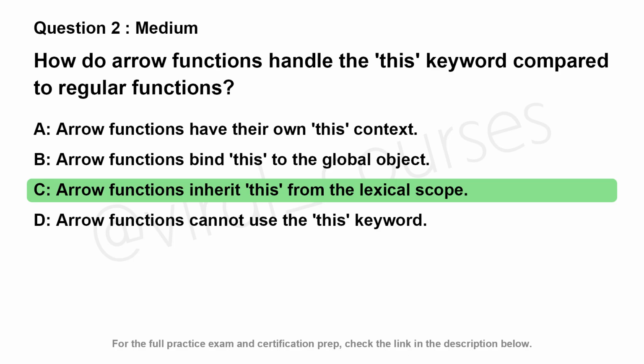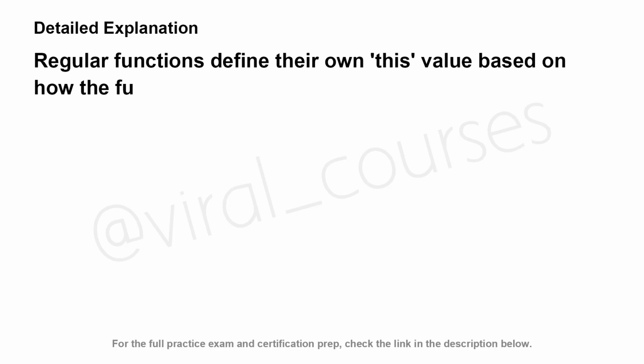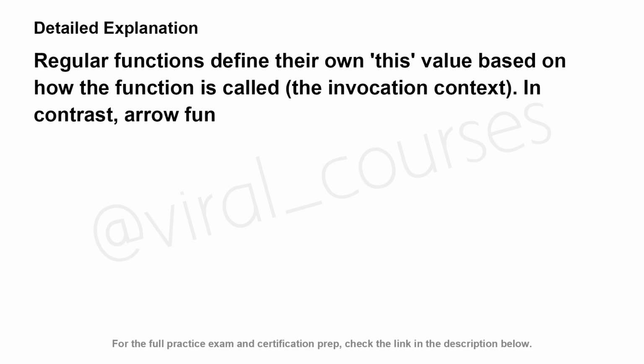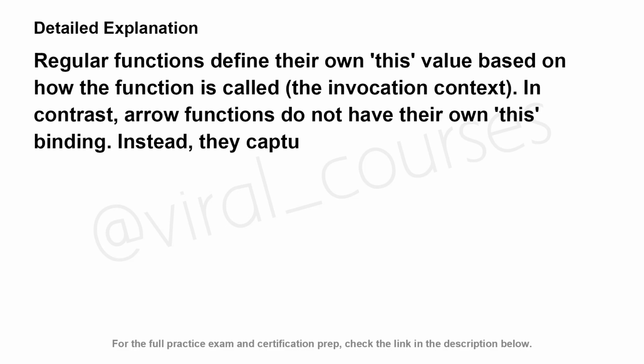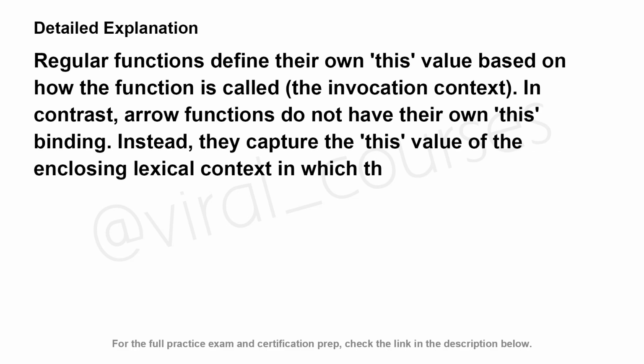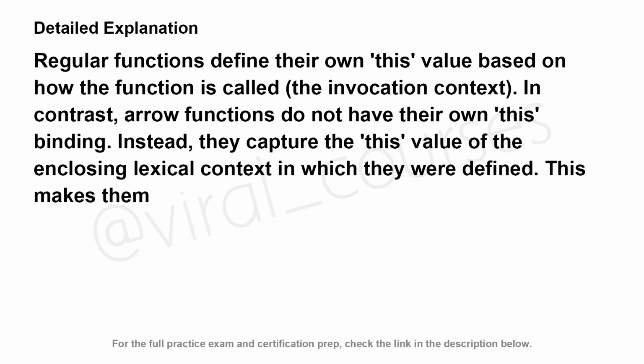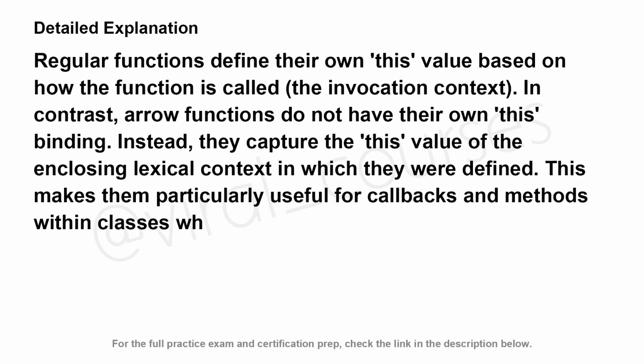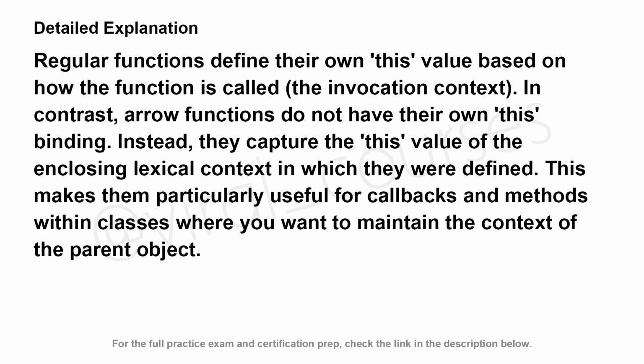The correct answer is C. Regular functions define their own this value based on how the function is called, the invocation context. In contrast, arrow functions do not have their own this binding. Instead, they capture the this value of the enclosing lexical context in which they were defined. This makes them particularly useful for callbacks and methods within classes where you want to maintain the context of the parent object.